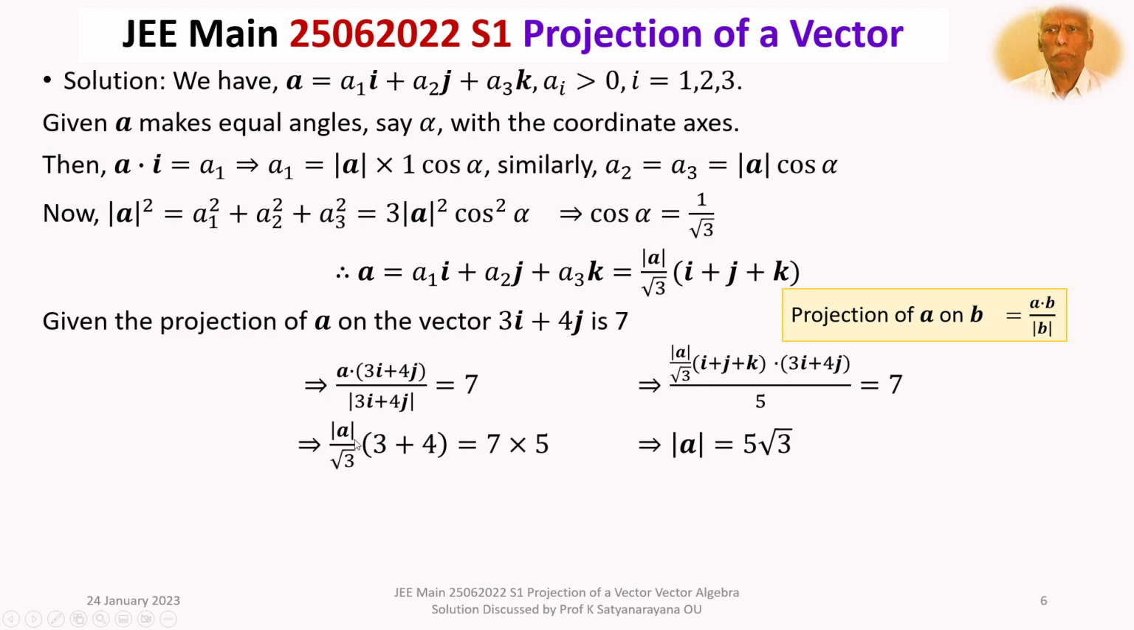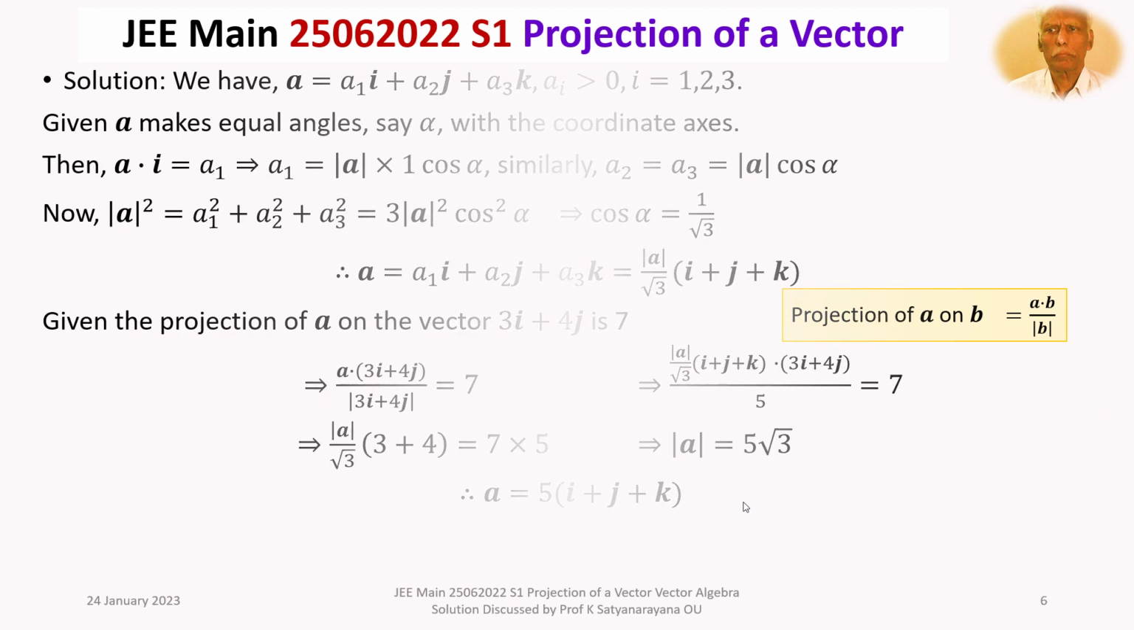Then you will get mod A by root 3 into 7 is equal to 7 into 5, 7 cancels on both sides. You will get mod A is equal to 5 root 3. Thus mod A by root 3 will be 5. Therefore, your vector A is 5 times i plus j plus k. That is our vector A. We continue in the next slide.